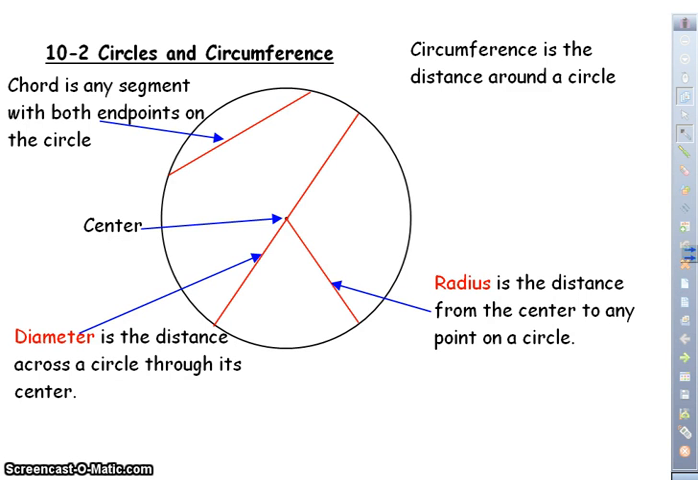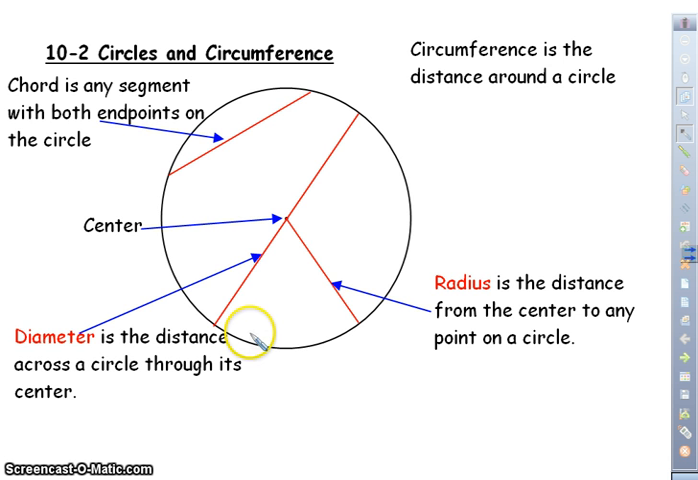Alright, what I want you to do, first of all, is to go ahead and copy all this information down. 10-2, circles and circumference. Go ahead and hit pause, and then we will come back and discuss all the little details.